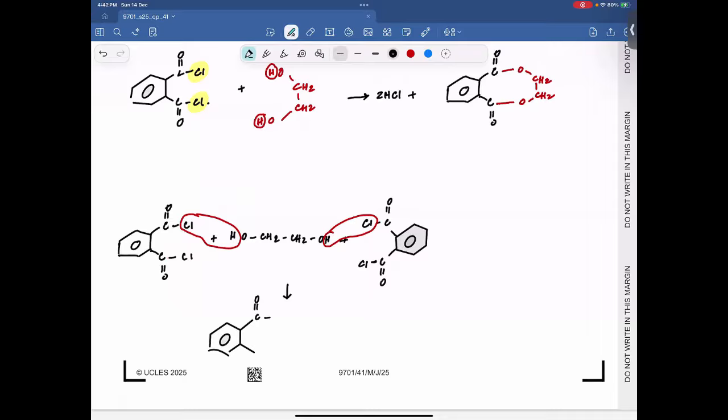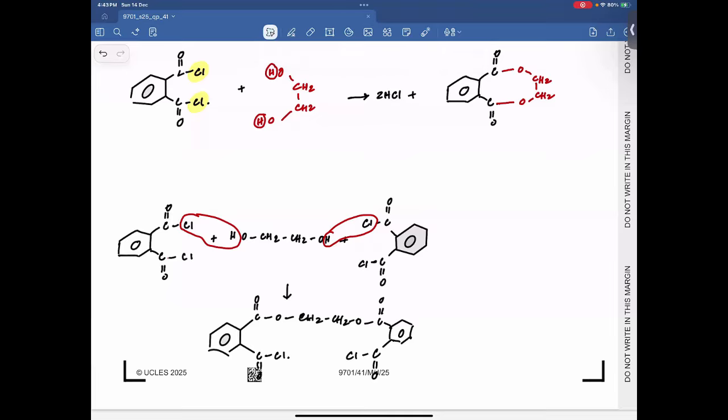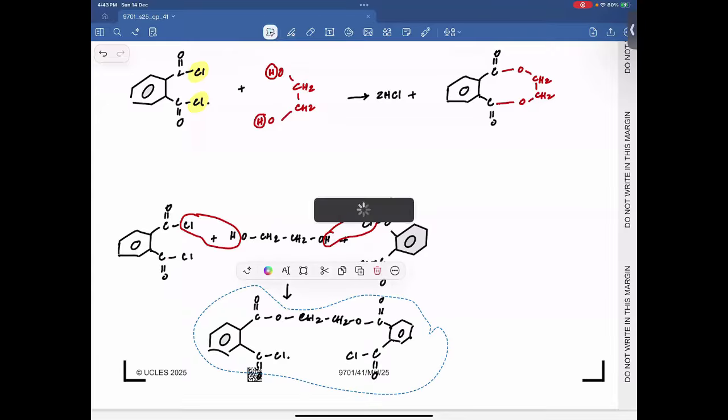This is COO. This is CH2. CH2O. CO. This is COCl. And this is COCl. My goodness. That's the structure, I believe. Let me show you the structure first.